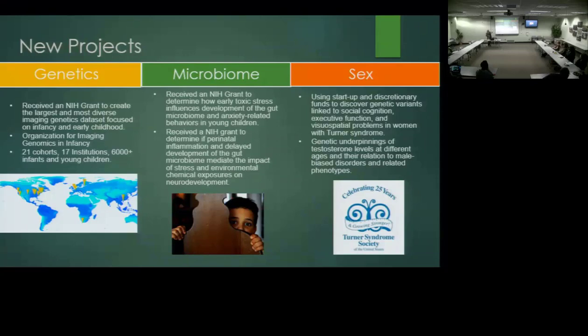I have not talked at all about sex today, but it is something that I'm very interested in. So we're using some startup and discretionary funds to look at genetic variants that might be linked to social cognition, executive function, and visual spatial problems in women with Turner syndrome, using exome sequencing data. And then Anne Alex, one of my other postdocs, very talented, is looking at the genetic underpinnings of testosterone levels at different ages, using the ABCD data and UK Biobank data. And she's hoping to look at those in relation to male-biased disorders and phenotypes. And I also want to just always thank the Turner Syndrome Society of the US, which has been very supportive of our TS studies.